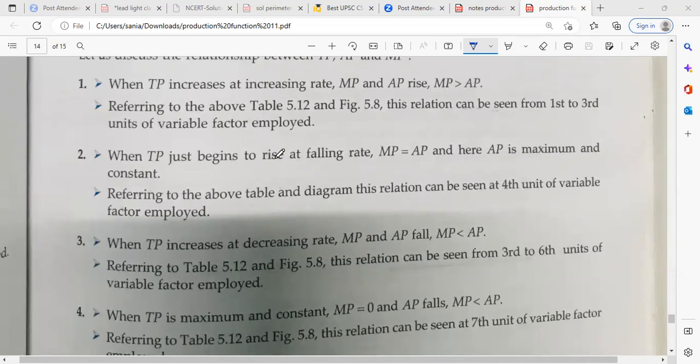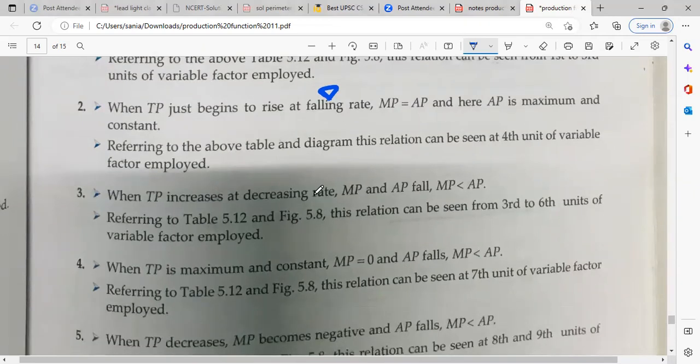And when TP just begins to rise at the falling rate, or you can just write that when TP increases at diminishing rate. Because you're already doing diminishing rate, it will be easy for you. So instead of this, you can write diminishing rate. MP becomes equal to AP, and here AP is maximum and constant. Over here MP was greater than AP before, but here AP is maximum.